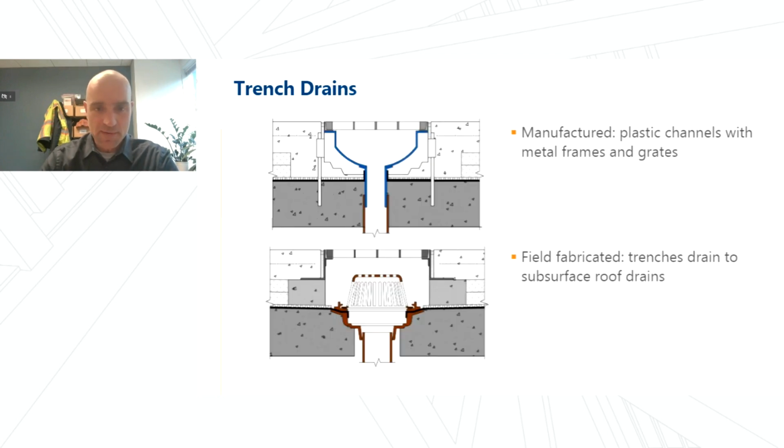With trench drains, the type that we see most often are these manufactured drains in the image on top, which have plastic channels that are supported by metal grates. My concern with this type of drain is that they don't have an opening to accept water at the membrane level. A workaround for that is to field fabricate your own trench drain. The diagram at the bottom shows a typical roof drain installed at the membrane level, and then a grate installed at the wearing course that's supported above the drain.